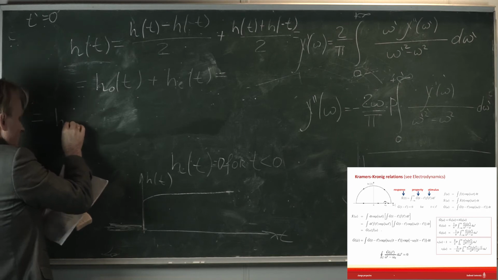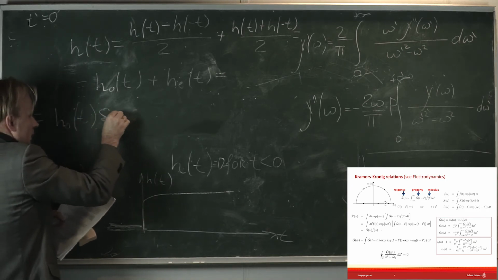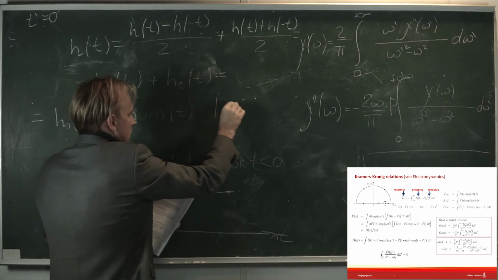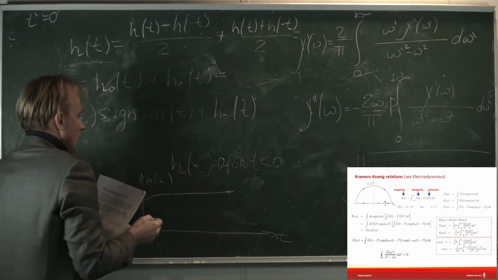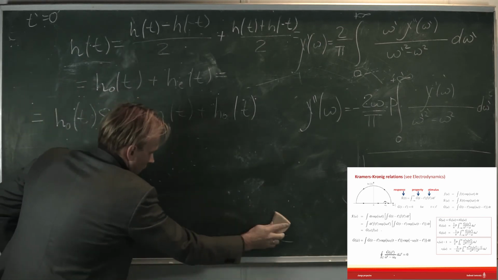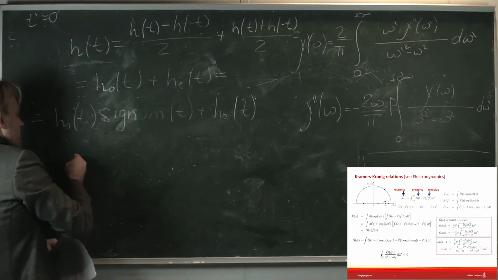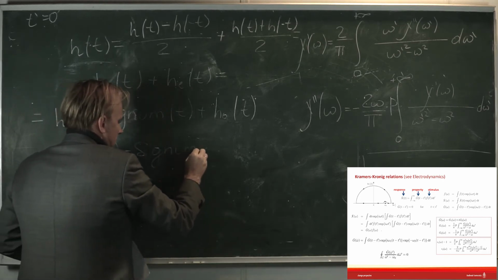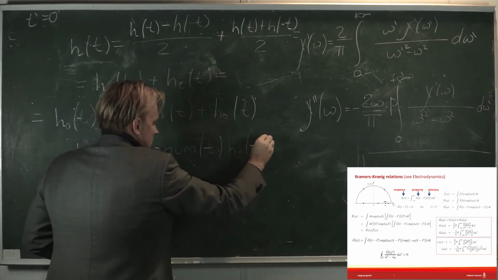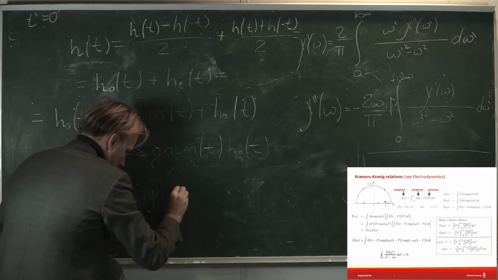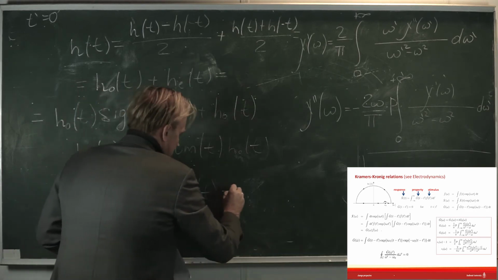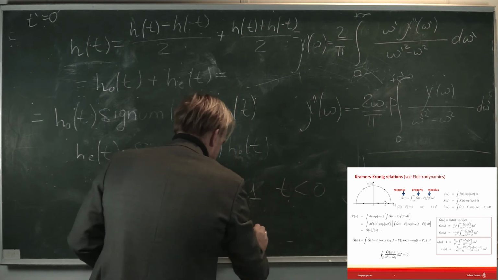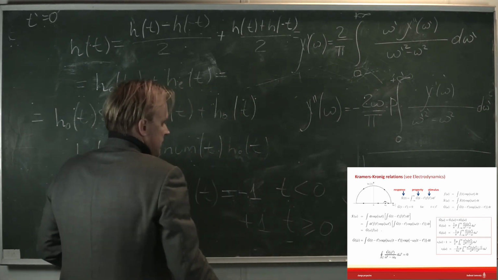Where the odd part times a special function, signum as a function of time, plus again an odd function, where basically by substitution the even function is signum of time times the odd function of time, where signum is -1 for negative times and +1 for 0 and positive times.